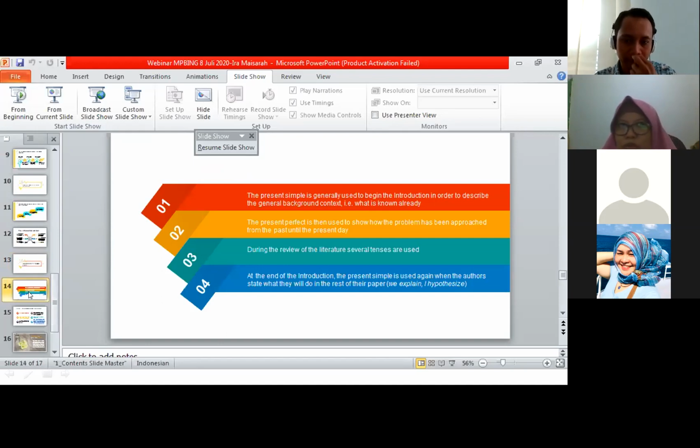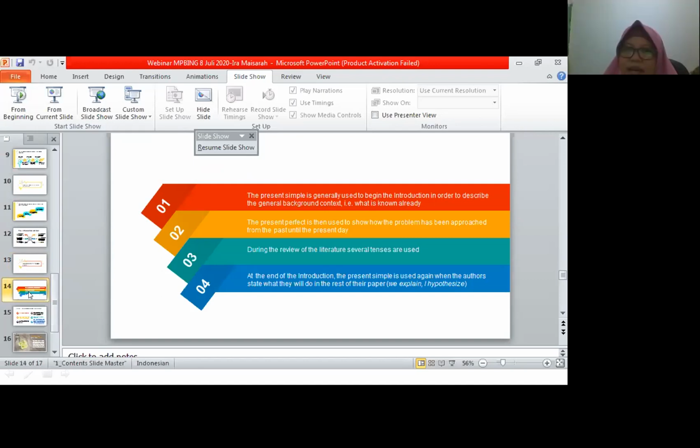Maybe we want to cite authors' opinions, and also maybe we can give arguments in our writing itself, and we can use some of the tenses in the introduction. So it depends on what we are going to write in our introduction part.